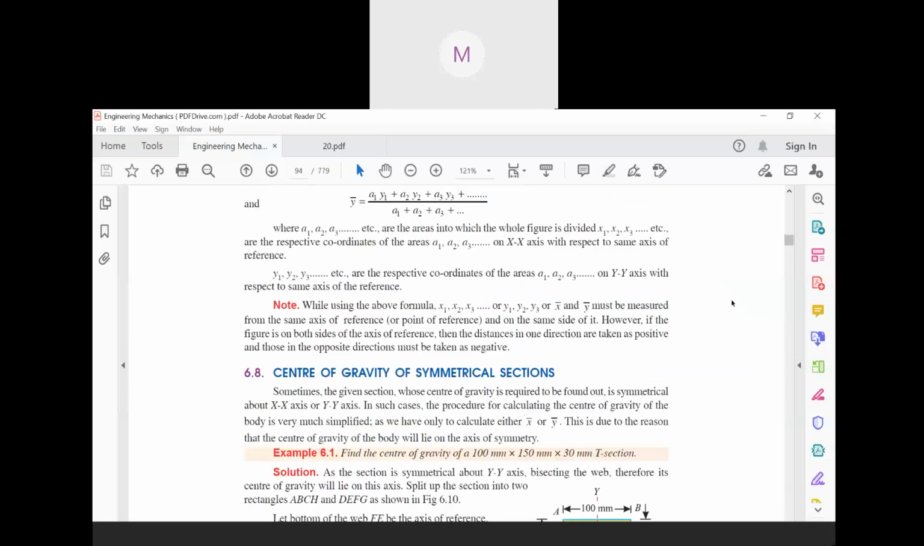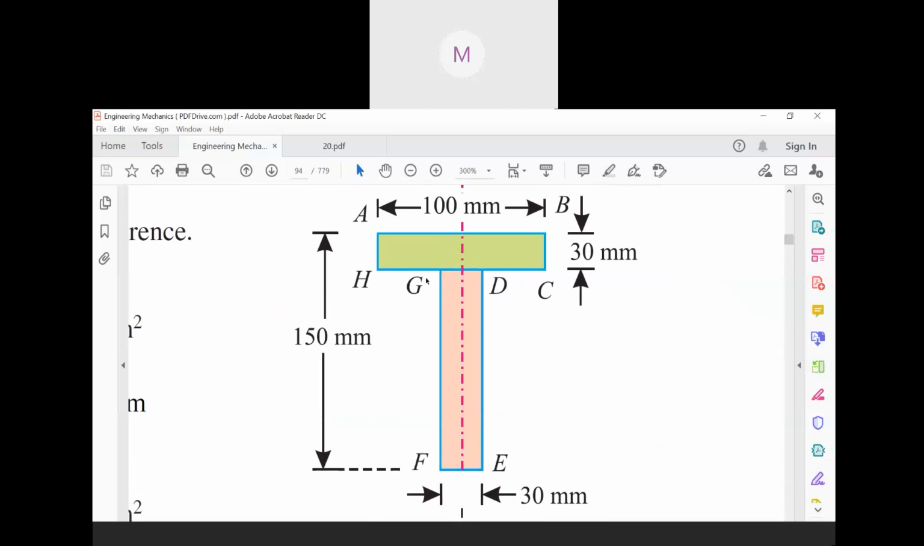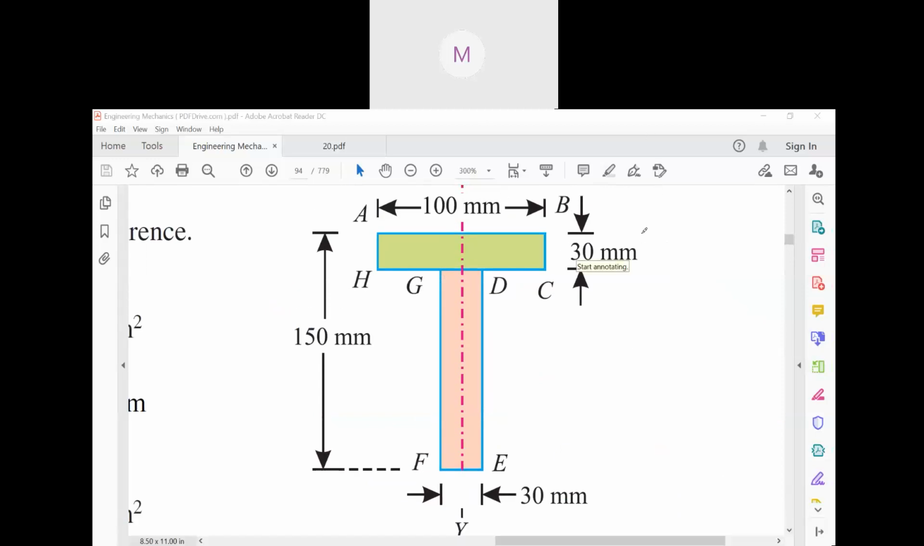So if you look at this figure now, what is this? This is 30, no? This whole part is 30. So the centroid will be how much here? 15. So how much is this part? 30 divided by 2, 15. And what will be this part? 15.